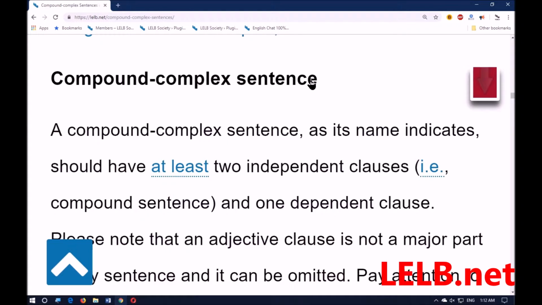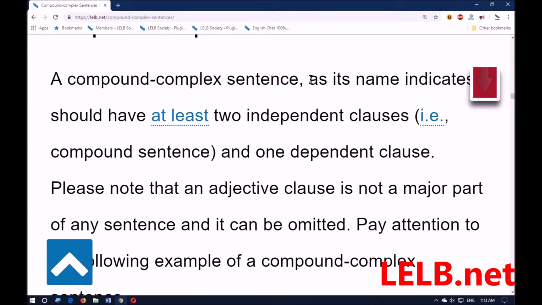Now we come to the last point in the hierarchy: compound complex sentence. A compound complex sentence, as its name indicates, should have at least two independent clauses altogether. It means a compound sentence and one dependent clause. So the minimum requirement of a compound complex sentence is a compound sentence, that is, two independent clauses and a dependent clause.